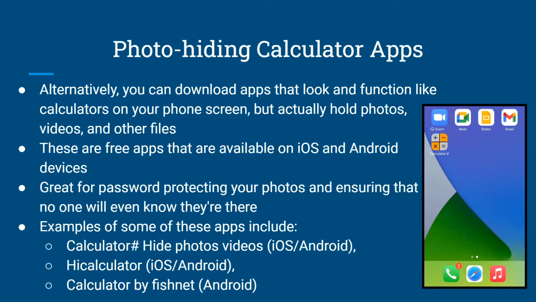Examples of some of these apps include Calculator Pound. You can hide photos and videos, and that's available both on iOS and Android operating systems. There's High Calculator, which again is for both devices. And finally, there's Calculator by Fishnet, which is only available on Android devices.